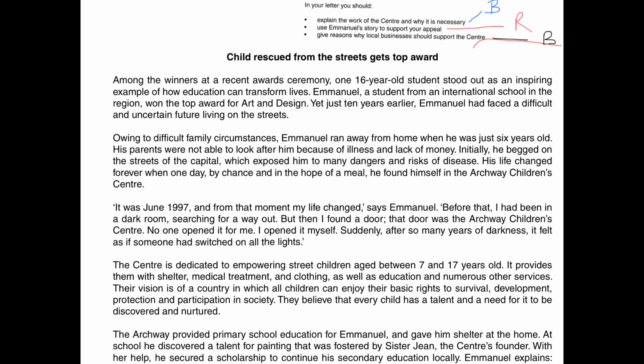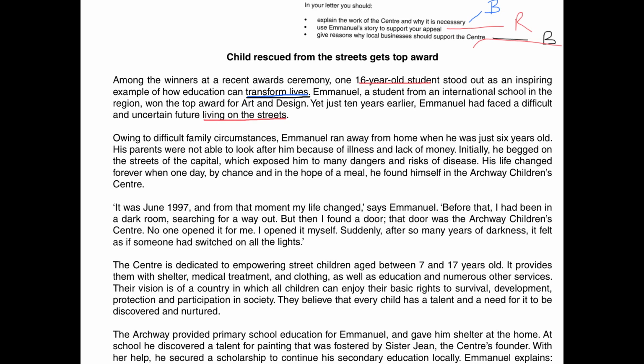So I'm going to double check. The work of the centre, not really. I might just have it transforms lives. Then I'm going to red. Use Emmanuel's story. Well, I know he was living on the streets, so I'm going to include that. And I know that he's 16 years old. And give reasons why local businesses should support the centre. Well, that's going to be transforming lives again, so I'll just underline that in black as well.